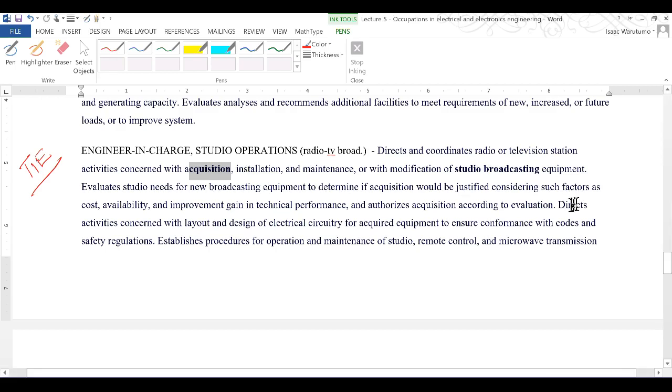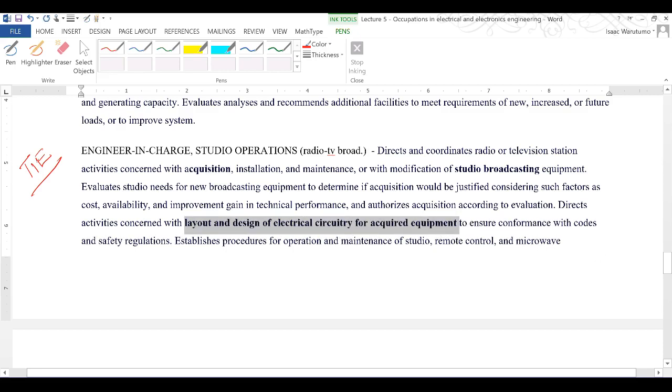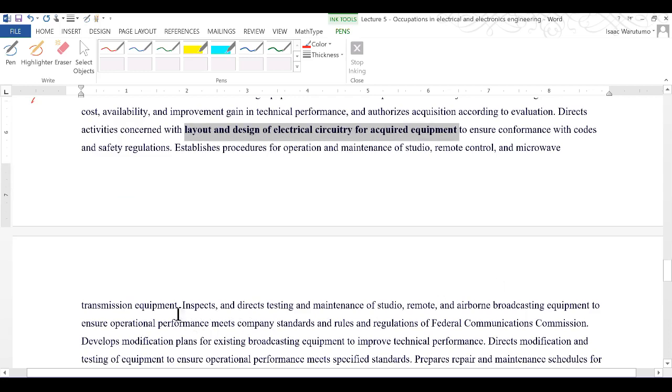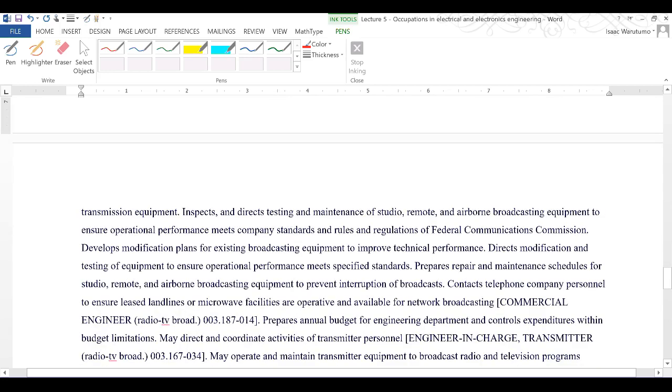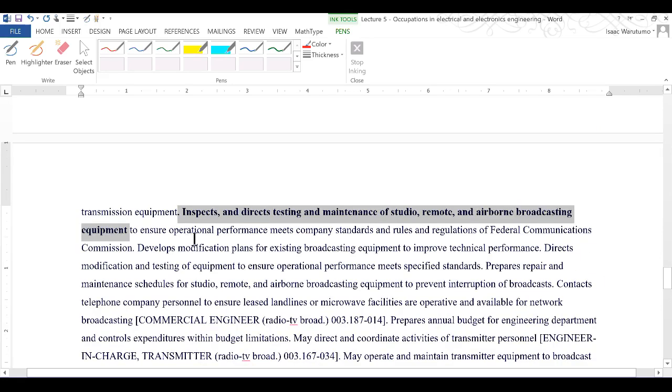The other task that we discuss is that they direct activities concerned with the layout and design of electrical circuitry for the acquired equipment to ensure that they conform with the codes of safety and standards that are required for such an installation. They also establish procedures for operation and maintenance of studio, remote control, and microwave transmission equipment. They inspect and direct testing and maintenance of studio, remote, and airborne broadcasting equipment. They again ensure operational performance meets the company standards and the rules and regulations of the Communications Commission.